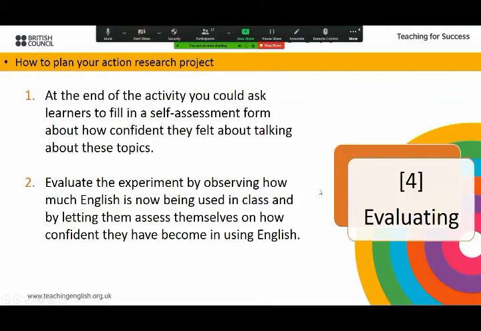And number four, evaluating. At the end of the activity, yes, Miss Amani, do you have any question? You raise your hand.